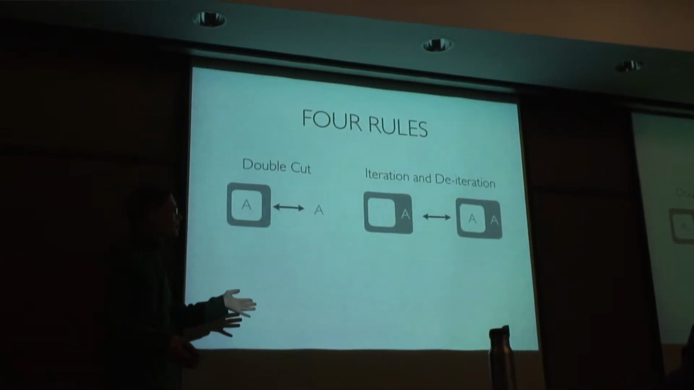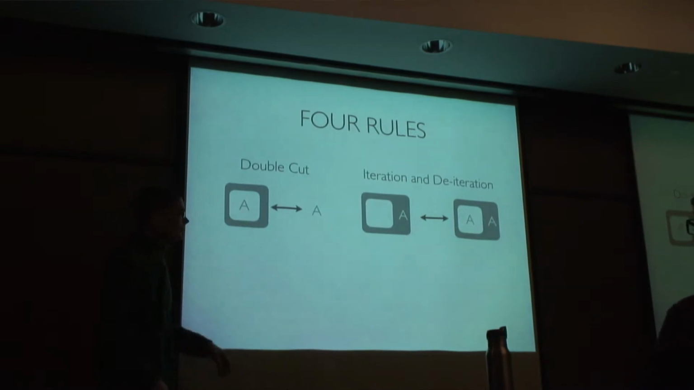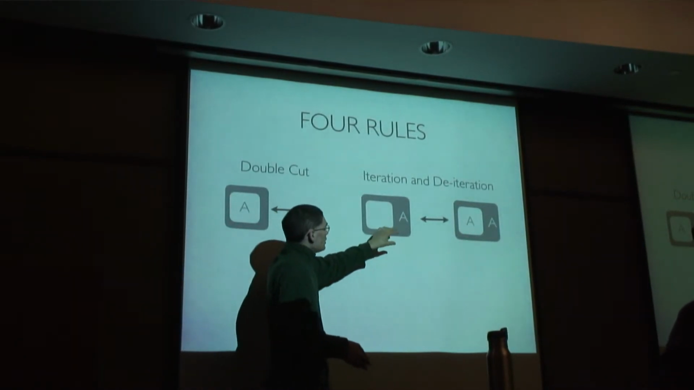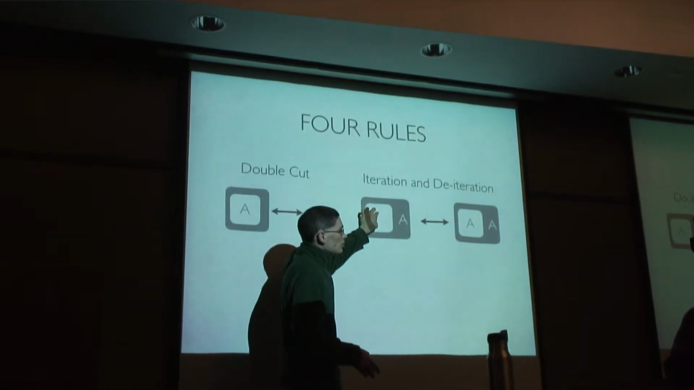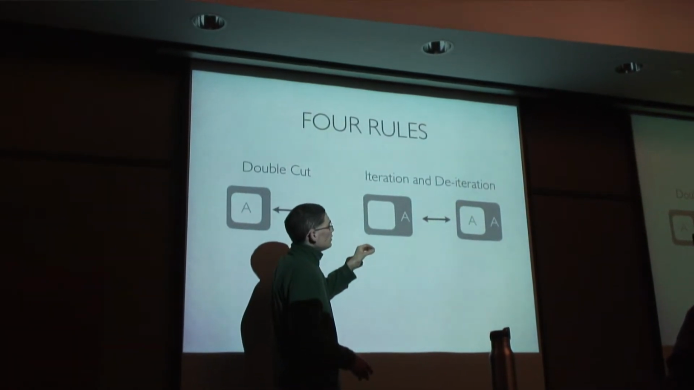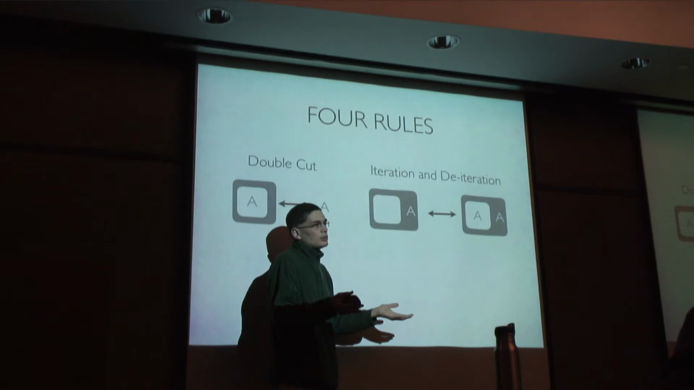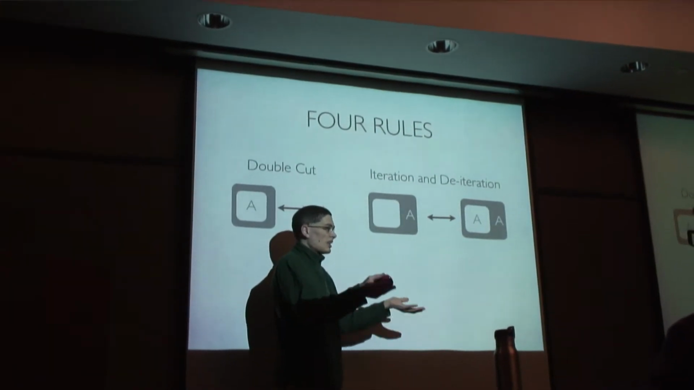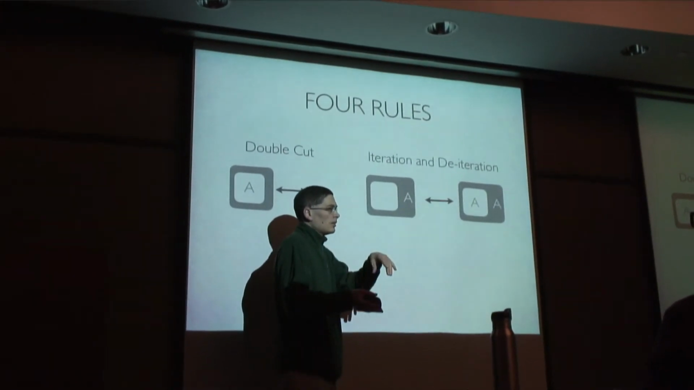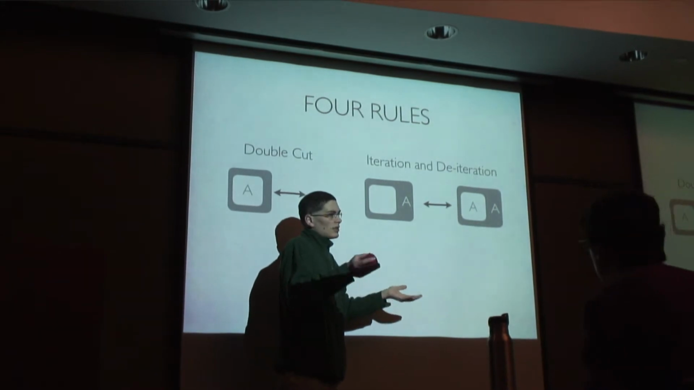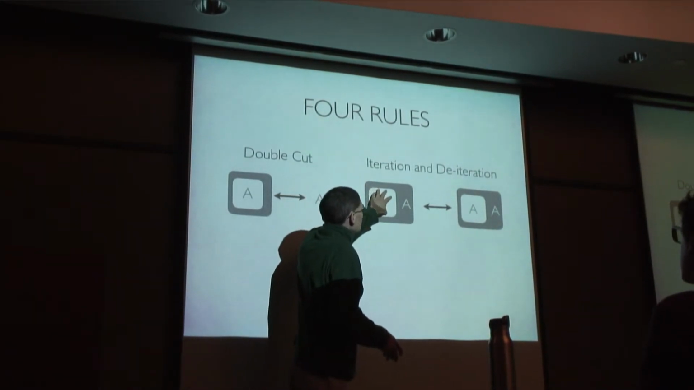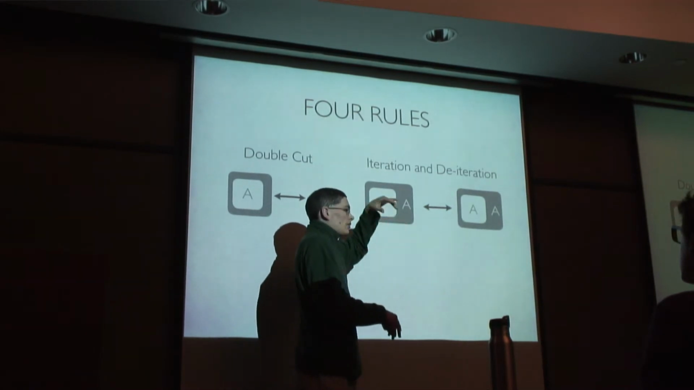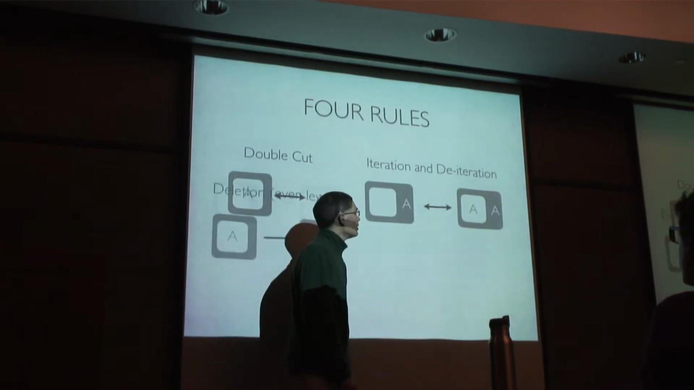Second rule, iteration and deiteration. You can move a variable into, or copy a variable into a lower level, and you can also, if you have duplicates of the same thing on the same level, get rid of one of them, or you can add a duplicate of something on the same level. And if you have lots of layers, you can go as many layers down as you want.